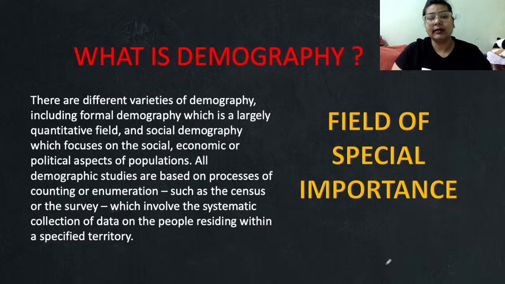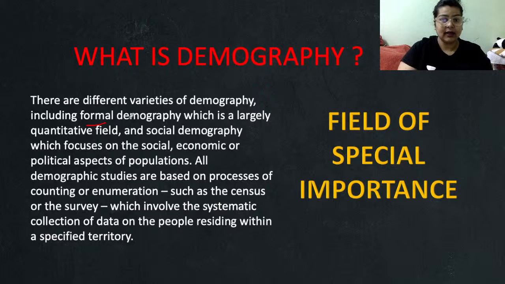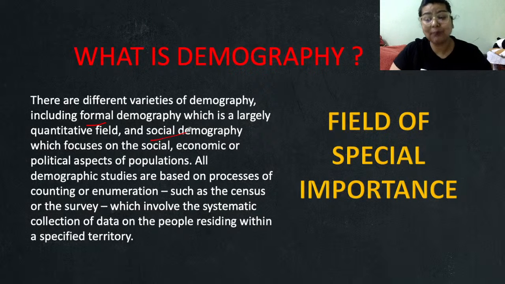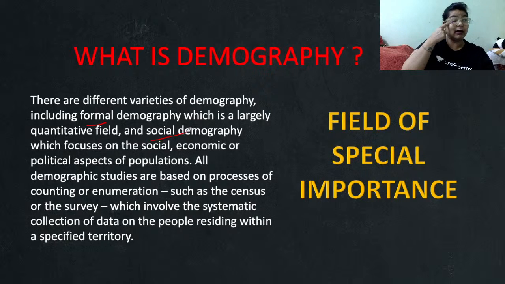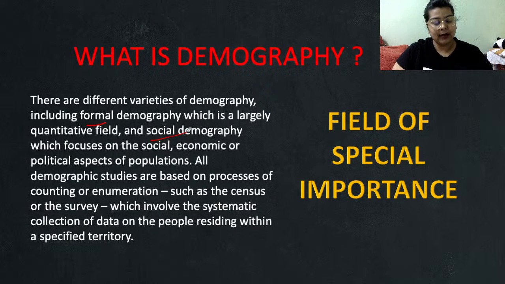Moving to the next one, why is this field important? There are different varieties of demography. That includes formal demography, which has a large base. Formal demography is basically a quantitative field. Again, go back and think that it is referring to the numbers. It is basically the number game, and yes, it is a quantitative field. Whereas social demography focuses on the social, economic, and political aspects of the population. It can be norms and values, rules and regulations, basic government policies, etc.